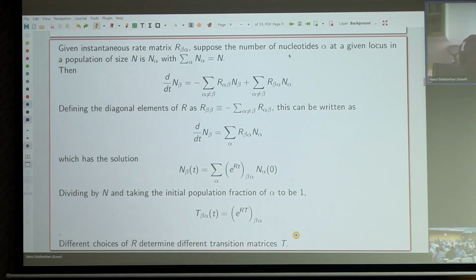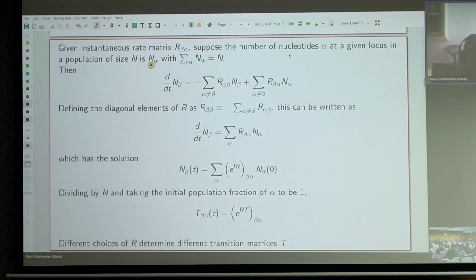So how does this work? How do you calculate the T from the R? Sorry for a slightly complicated slide, though some of you would know all this very well, but it's probably not a mainstream topic in this meeting, so I thought I'll go through it. Supposing you have this matrix R, then the number of nucleotides at a given locus, with a population size n, is n sub α. So the fraction is this divided by n.